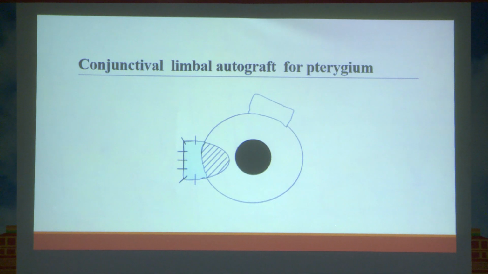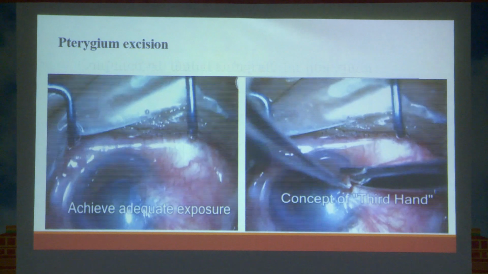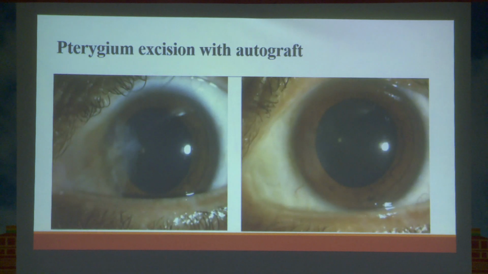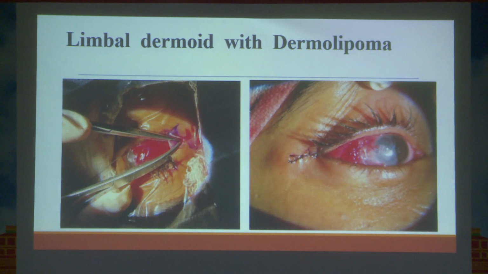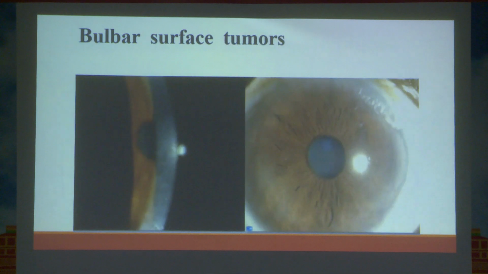Then another thing for OSD is the pterygium. Autograft is the best way to treat it. In primary pterygium, you may avoid reaching the limbal stem cells, just a free autograft can be taken. But if it is a recurrent pterygium, it is better to use a limbal-based graft. Again, dermolipoma with limbal dermoid, another OSD problem, can be treated. It is easily removed with a crescent knife, and AMT is very well used and gives good results.